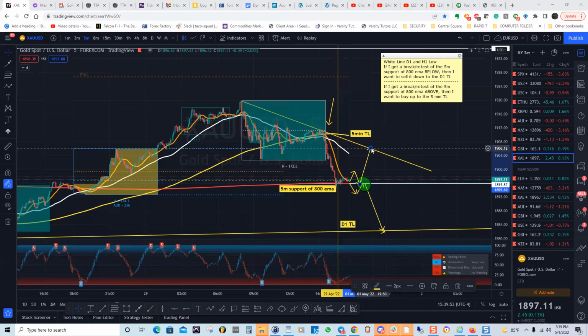Because it could go further, right? But at least here, at least I want to buy up to there. If it breaks and closes above the 5-minute trend line, then I put another entry in and keep going. You see?